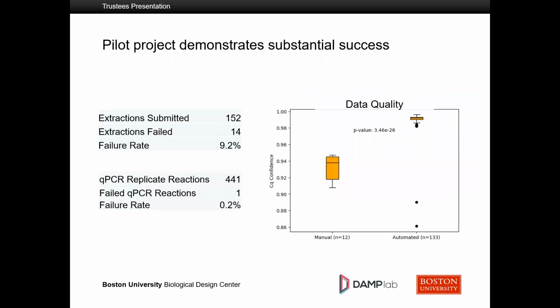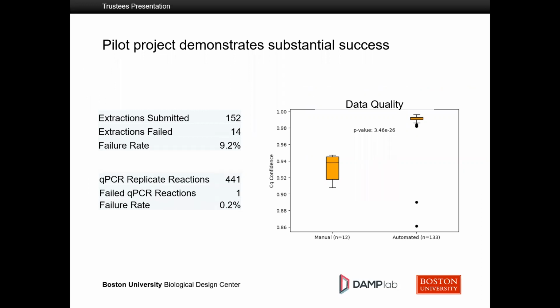Okay, so what were our goals? Well, our goals were obviously to get all these data points, right? So in our first high volume pass of this run, we submitted 152 samples, and we only had 14 extractions fail, which I think is pretty good because we didn't do any troubleshooting to try to improve that 9% extraction failure rate.